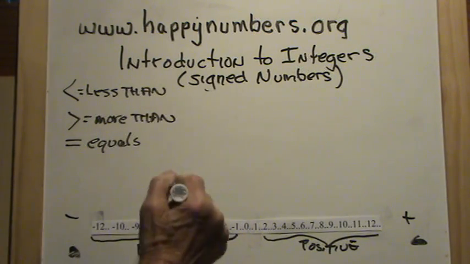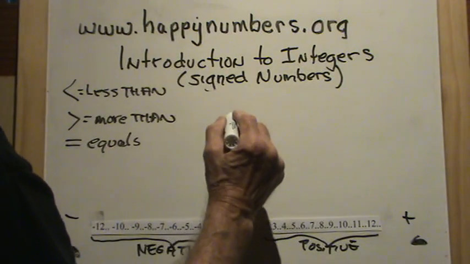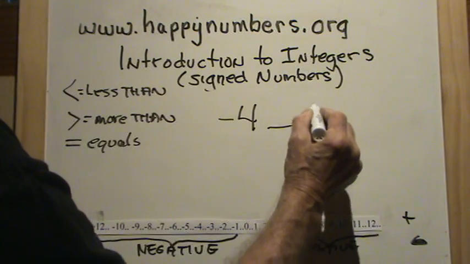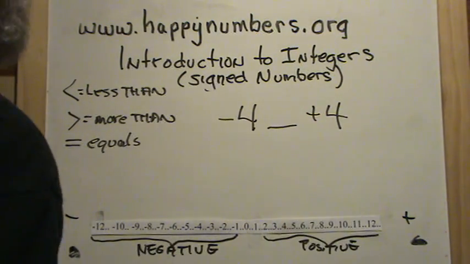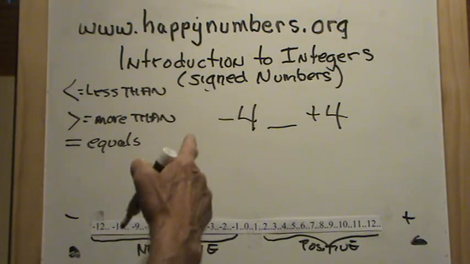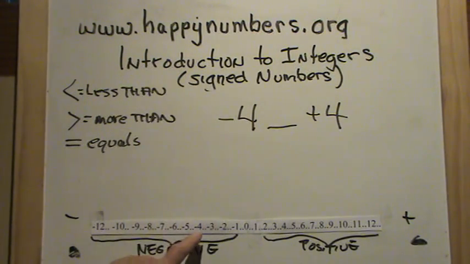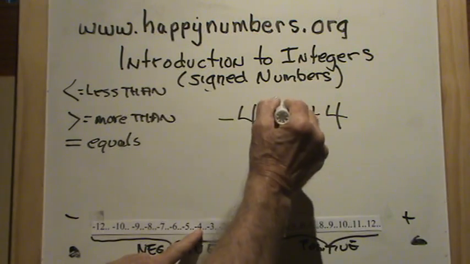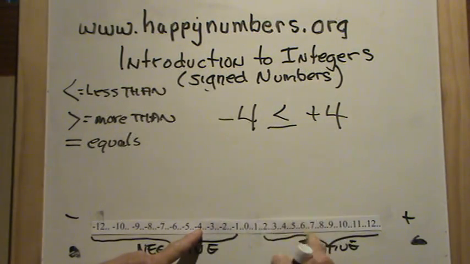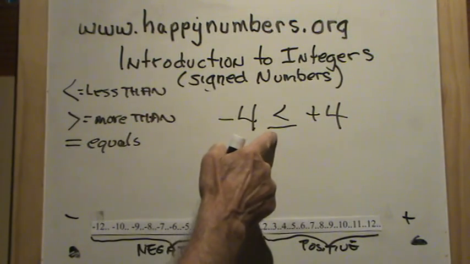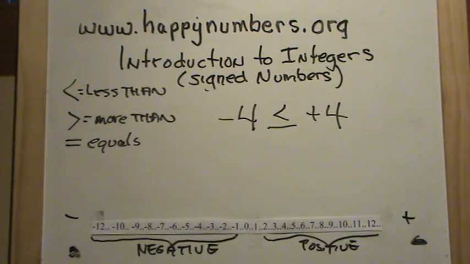So I'm going to put up two numbers: -4 and +4. Now, what symbol would I put in here? Well, -4, which is here on our number line, is less than +4 because +4 is here. As the numbers move this way, they get greater. As they move this way, they get less. So -4 is less than +4.